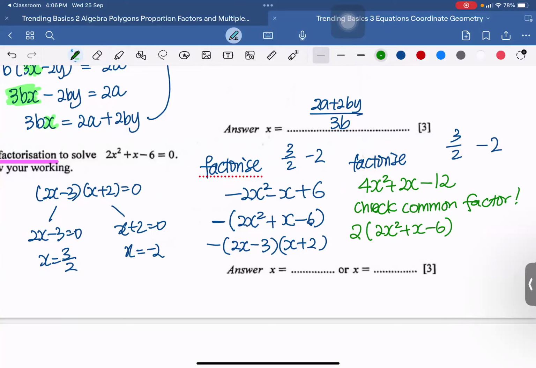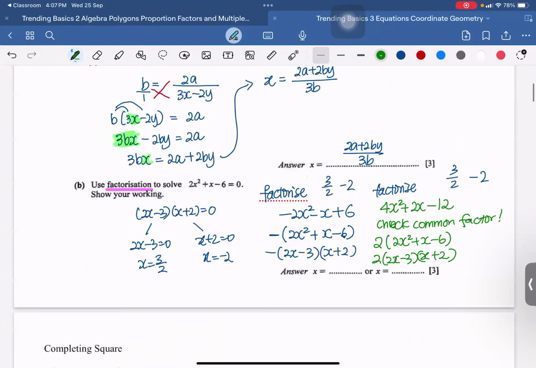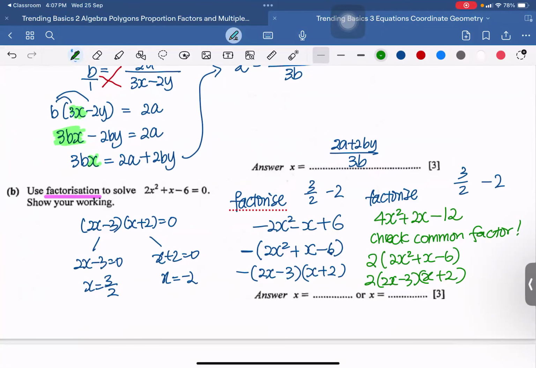No more common factor already. Then you factorize this one. Is it okay? Can? So, okay, I will stop my lessons for today. I'll do the completing square another time, next lesson most likely, but tomorrow I'll go through 2021 paper 2. So I will just stop my remedial from here, but these are some of the cases that you need to take note and you need to highlight.